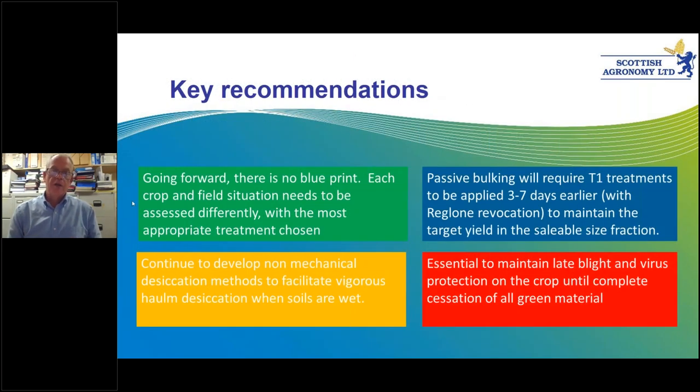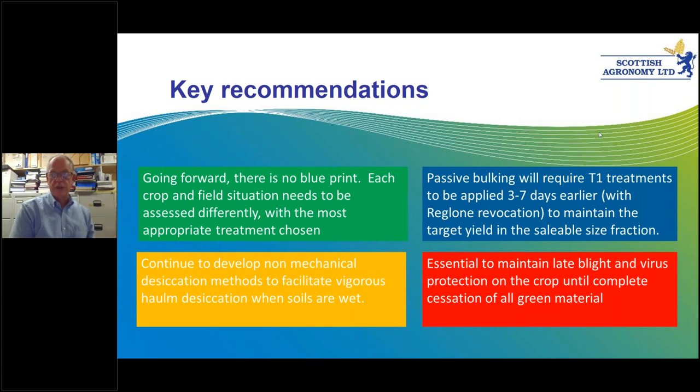As a summary, the key recommendations are that every season is different. Going forward, there isn't any blueprint. Each crop, each field situation needs to be assessed differently with the most appropriate treatment chosen. We've got to continue to develop non-mechanical desiccation methods to facilitate vigorous haulm desiccation when the soils are too wet to flail. We are seeing passive bulking, and that will require T1 treatments to be applied between 3 and 7 days earlier than you are perhaps more normally used to prior to the revocation of Reglone or diquat, in order to maintain target yield within the saleable size fraction.